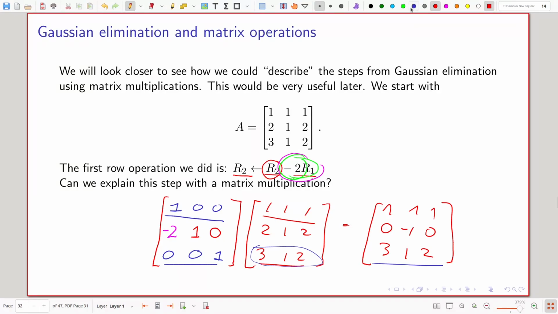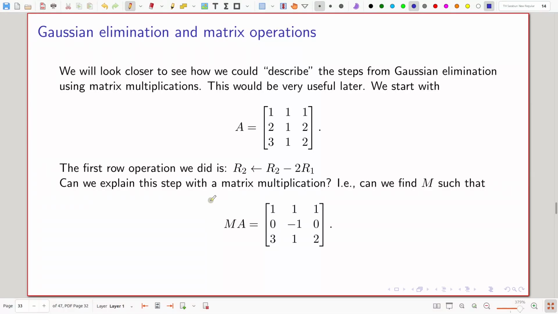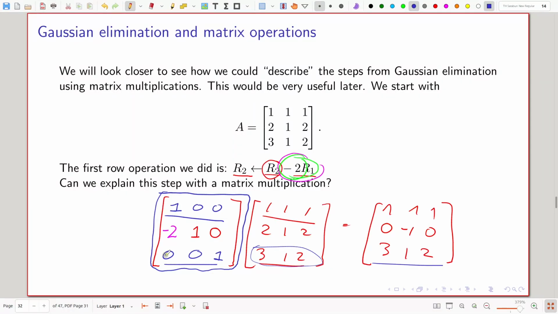We refer to this one as the elementary matrix, because it basically represents the row operation that we've done. So this is the first step. Let's call this matrix M. So this is A, and I call this M. M times A, and you get that.